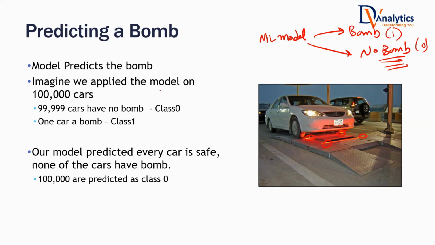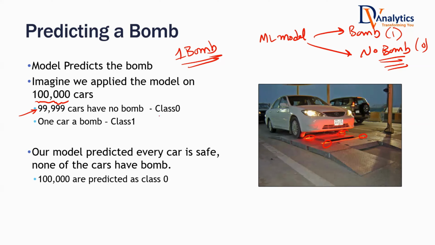Imagine a scenario. We have applied this model on 1 lakh cars. All of you try to understand this. You know what happened? We already know that out of 1 lakh cars, one car has a bomb. We got the information from some intelligence department that there is a car coming to this function which has a bomb in it. So 1 lakh cars are going on this highway, and one of them has the bomb.